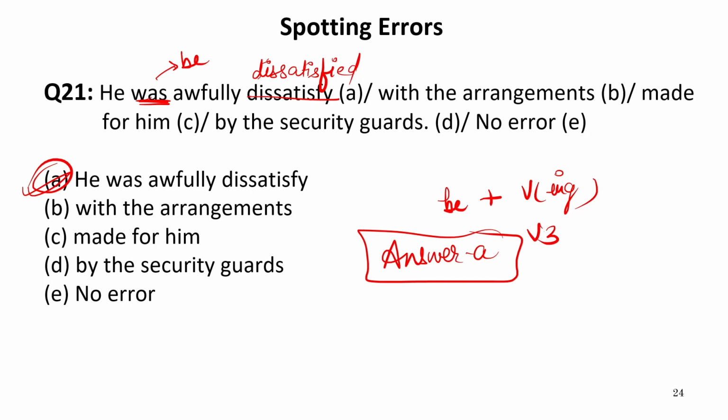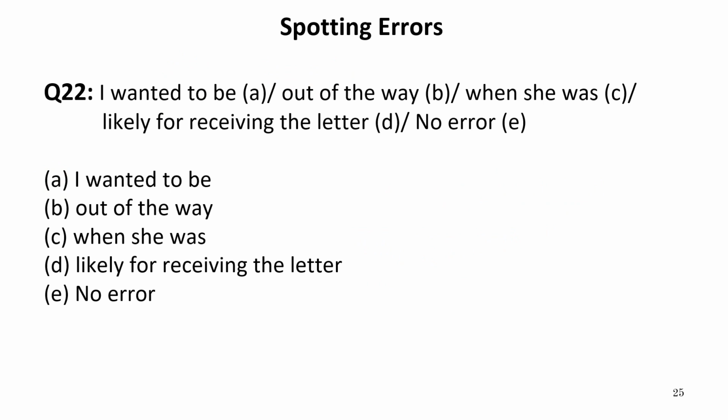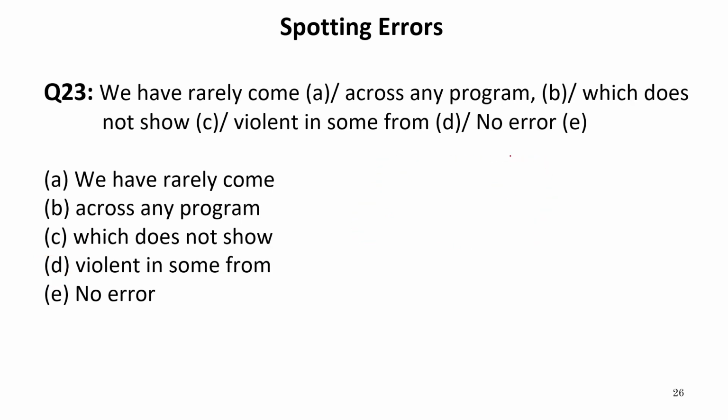Now let us move to the next one. I wanted to be out of the way when she was likely for receiving the letter. Now, likely is always followed by preposition to, and to is followed by verb which is in first form. So, this part is incorrect. It should be likely to receive the letter. So, our answer is D. This is again very, very simple. So, now let us move to the next one.